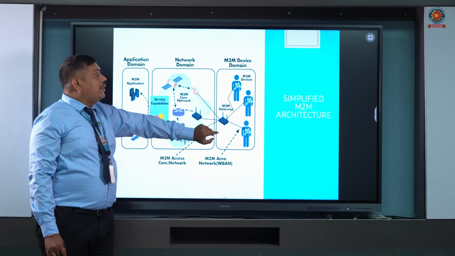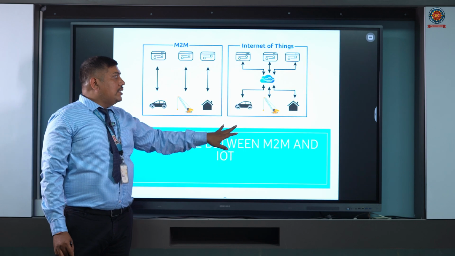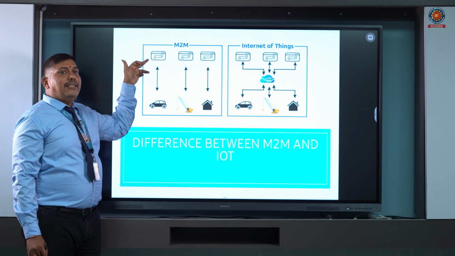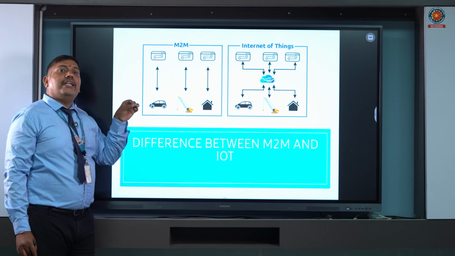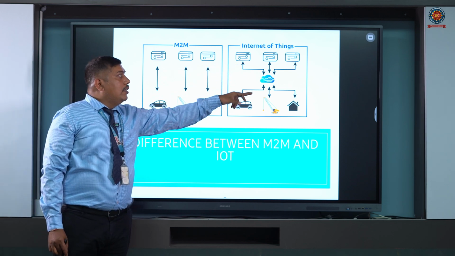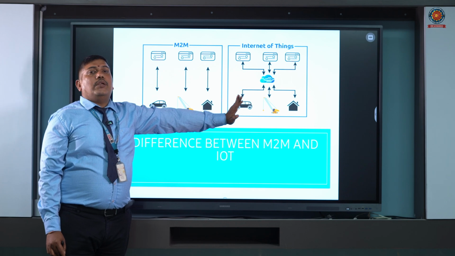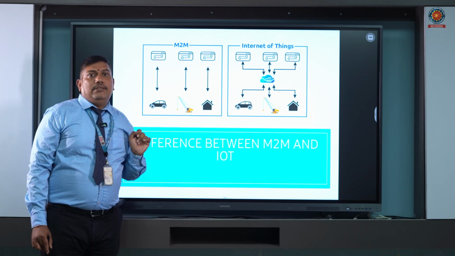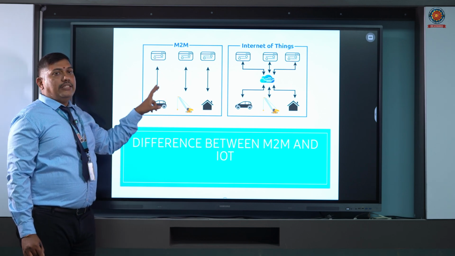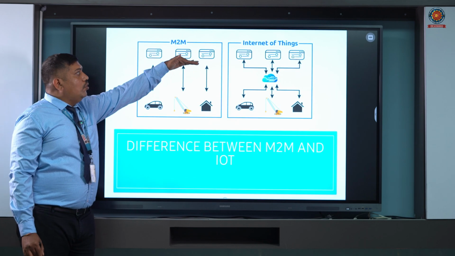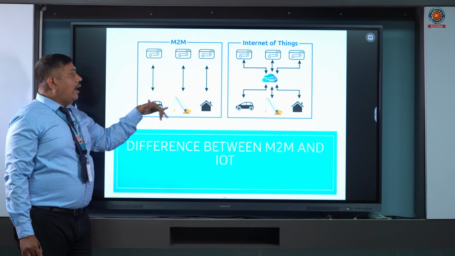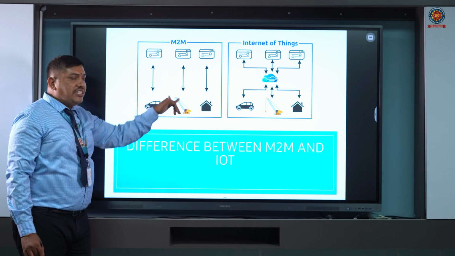In M2M devices, you can observe the differences. M2M is point to point, directly, client to server, the data will be sent. In IoT, it is compulsory that the data will be transferred through internet only. You can observe these two images. The data will be taken and sent to the moving vehicle, home appliances and industrial visit.